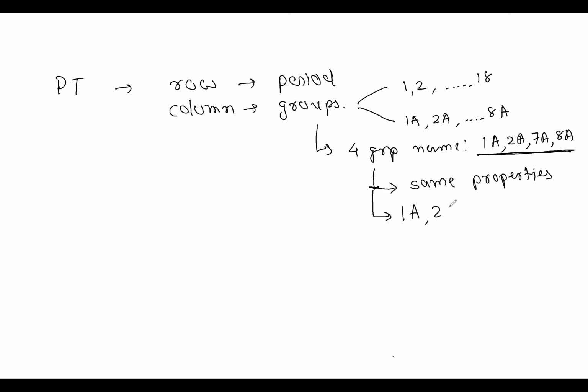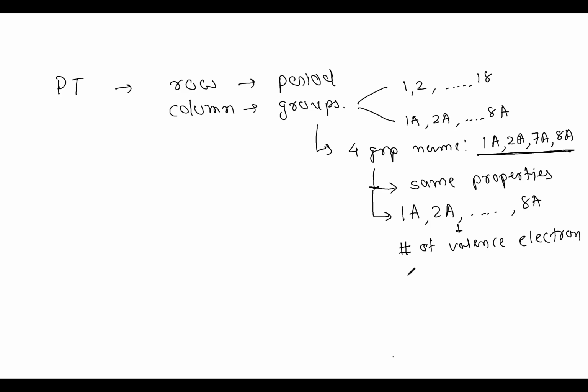1A, 2A up to 8A. How can we use this information? We can find out the number of valence electrons from this group number. Of course, we don't know what a valence electron is right now.